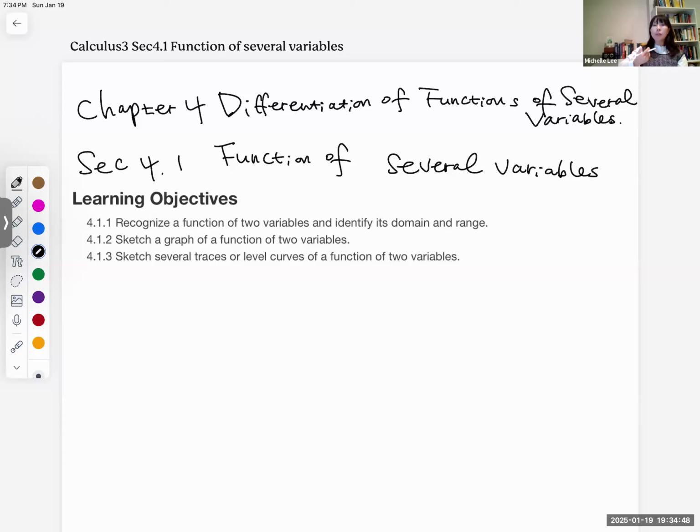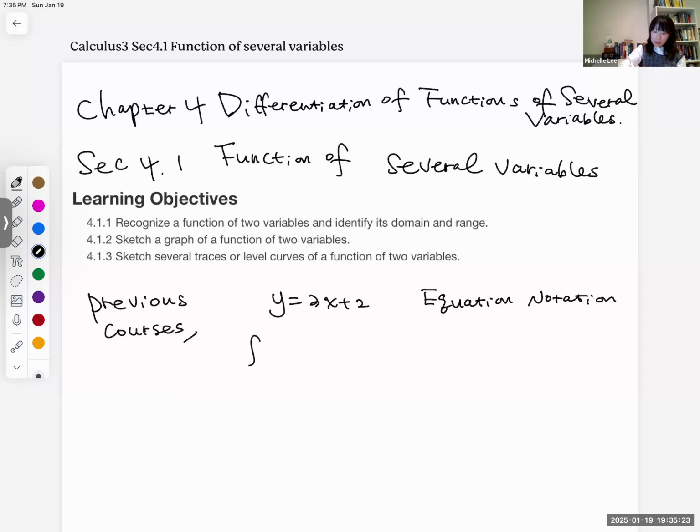Previously, from the previous courses, especially the algebra course, we have y equal to 3x plus 2. So we know that this is equation notation, right? And if we are using f of x, then that's the function notation, right?